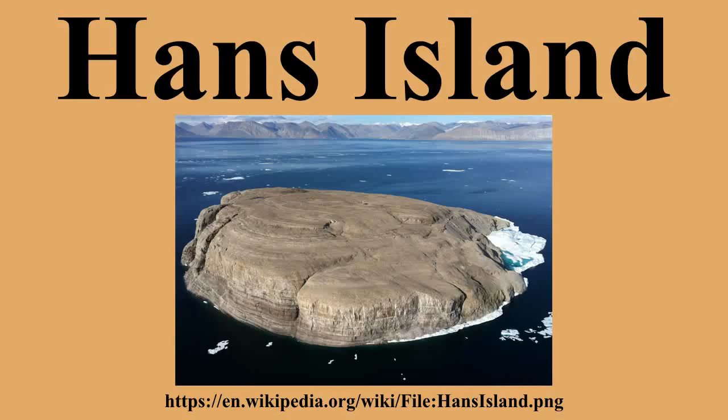Hans Island is the smallest of three islands located in Kennedy Channel. The others are Franklin Island and Crozier Island. The strait is 35 kilometers wide here, placing the island within the territorial waters of both Canada and Denmark. A theoretical line in the middle of the strait goes through the island.